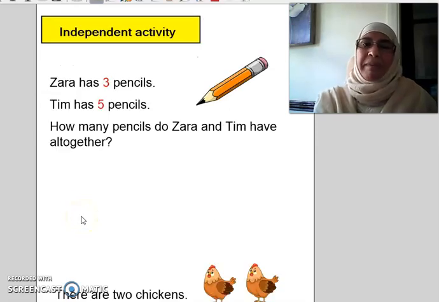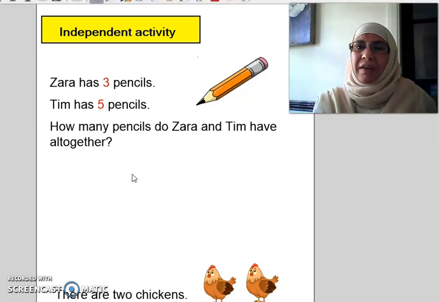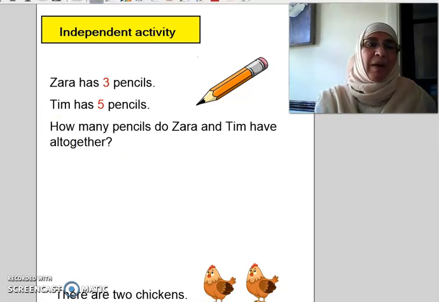Right, this is your independent activity. Let's see how you do with it. Zara has 3 pencils. Tim has 5 pencils. How many pencils do Zara and Tim have all together? Think about the vocabulary.